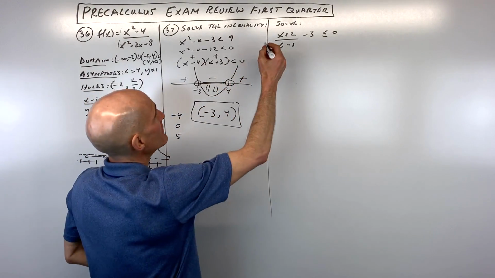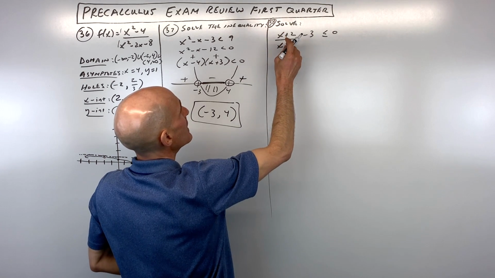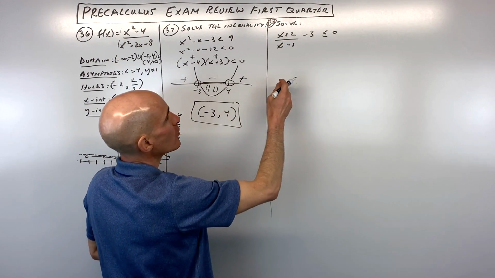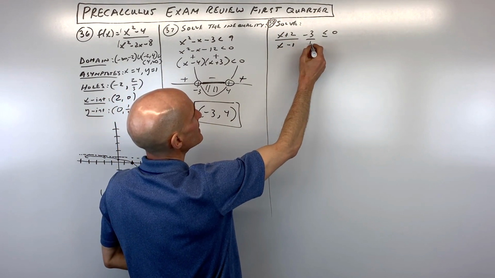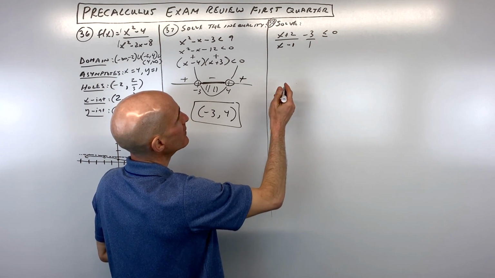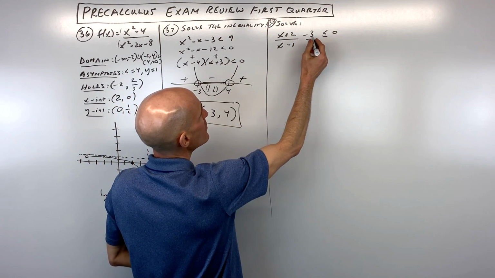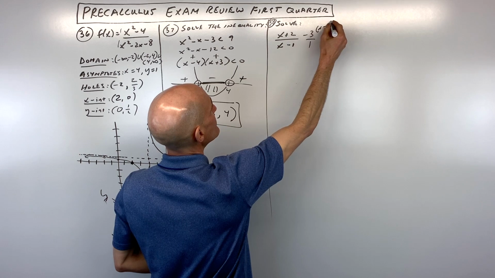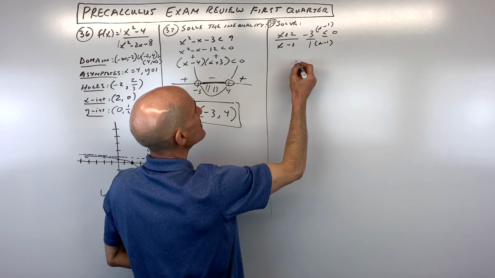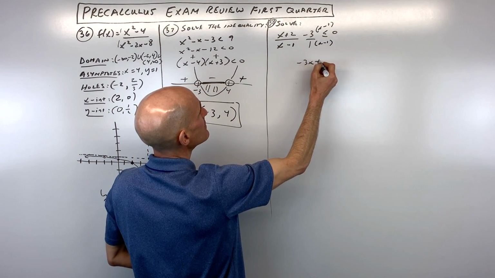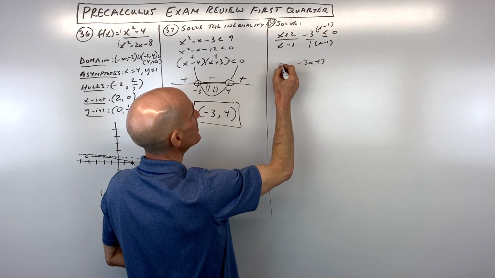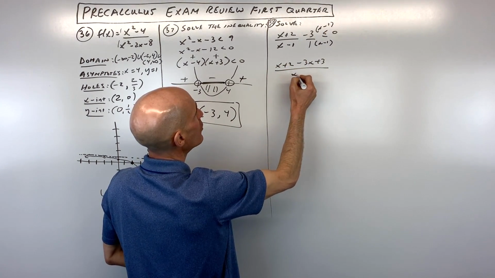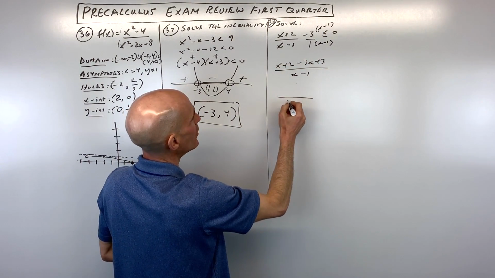So for number 38, the last problem here, we want to solve this inequality, but what you want to do is get a common denominator. You want to combine these into one fraction. So I'm going to multiply the numerator and denominator by x minus 1. So that's going to give us -3x plus 3. I'm just distributing the -3, this is x plus 2, all over our common denominator, x minus 1.